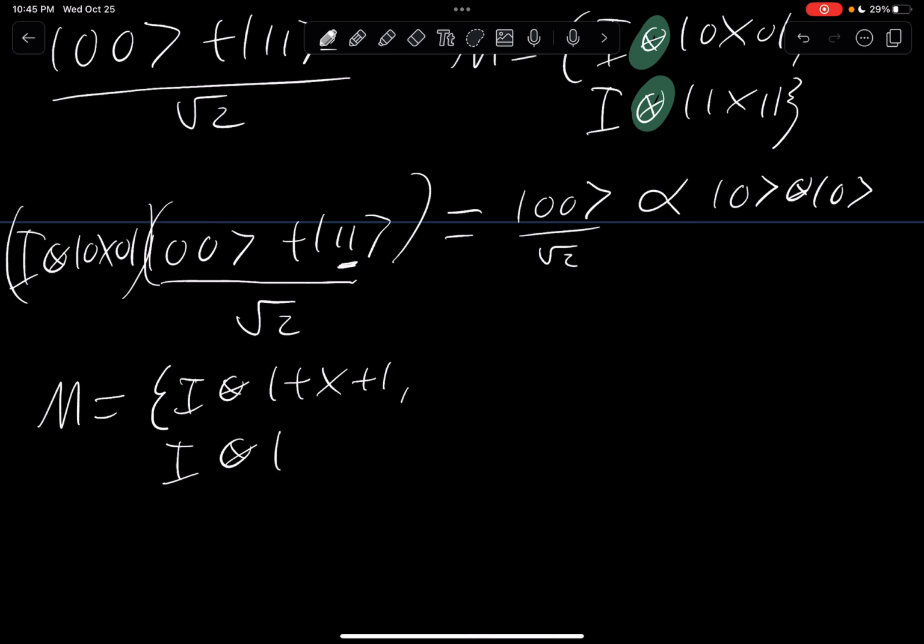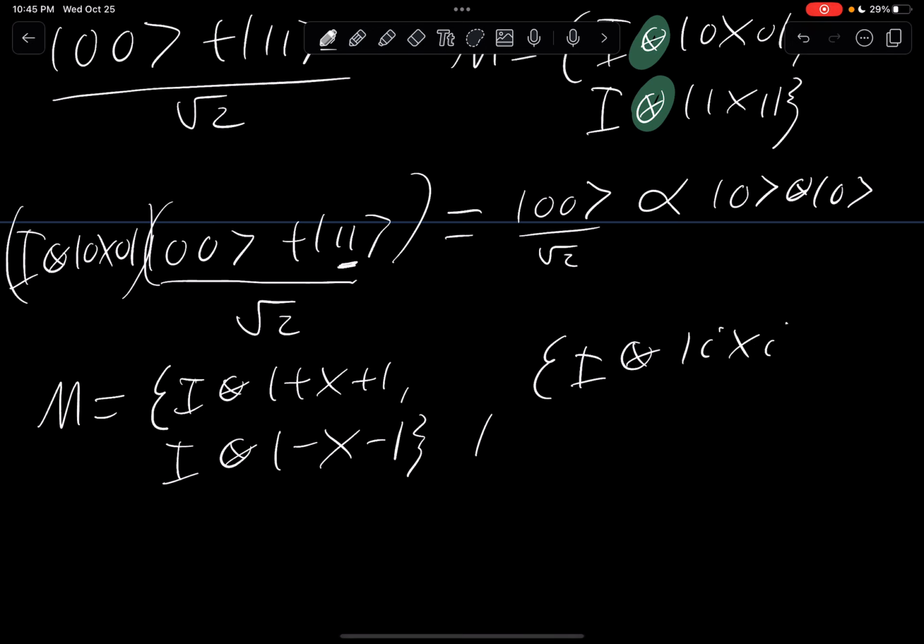So I now measure the second qubit, whether it's plus or minus. And then finally, you should check the following. What happens if we measure the second qubit to be this state, which I'll define in a bit.